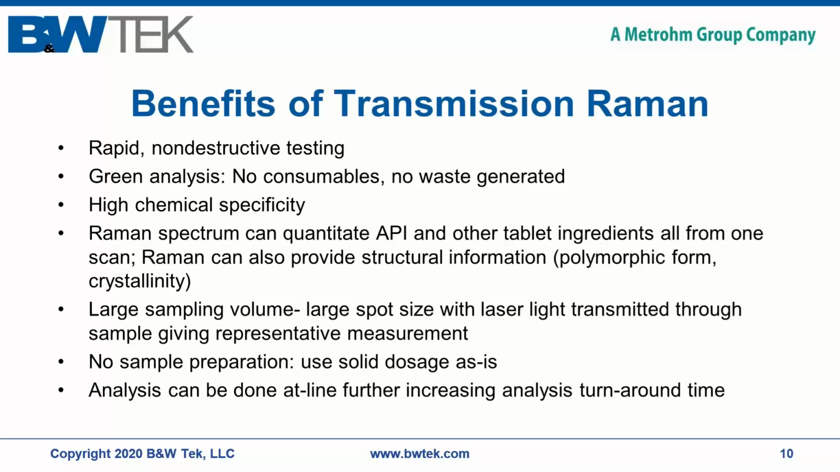So really the benefits of Raman spectroscopy, and in particular transmission Raman, is that we are able to penetrate and transmit through the sampling volume. And we can quantitate numerous ingredients all from one scan. Likewise, we can also get complementary information on the structural form, the polymorphic form, or the crystallinity. And this can all be done at line, further decreasing our analysis turnaround time.